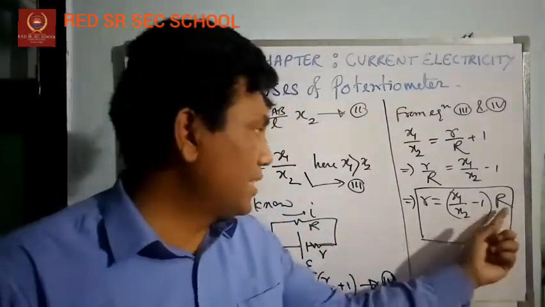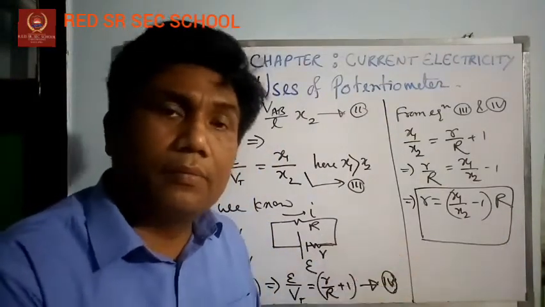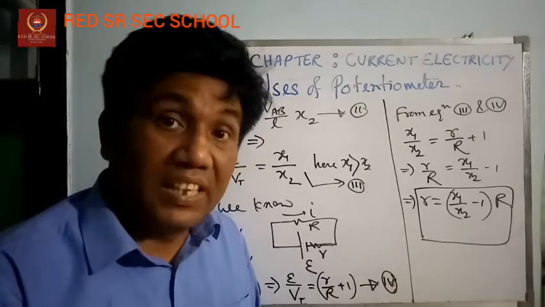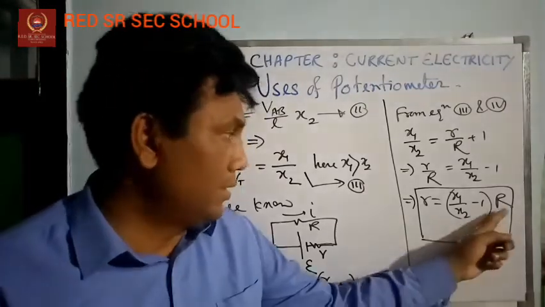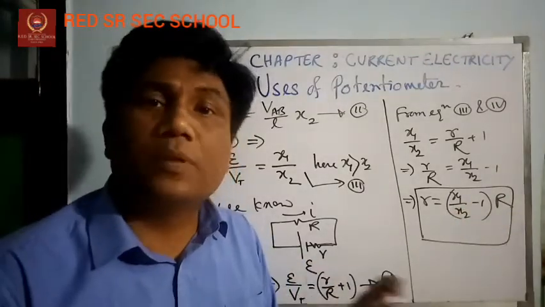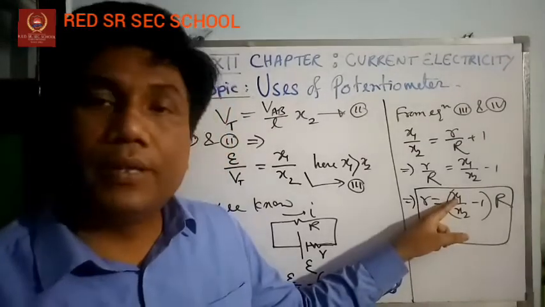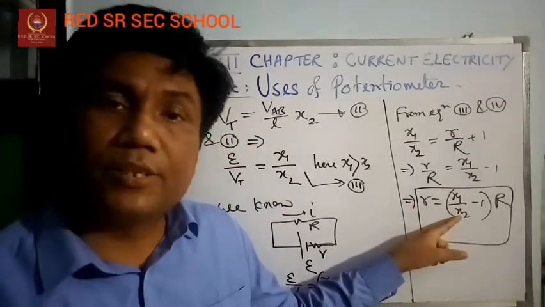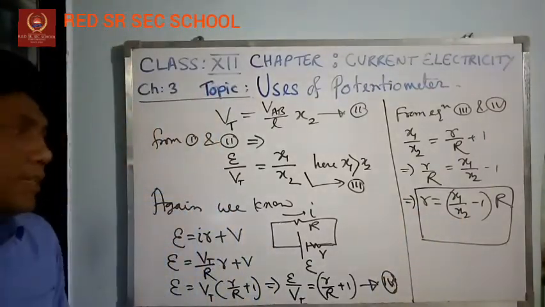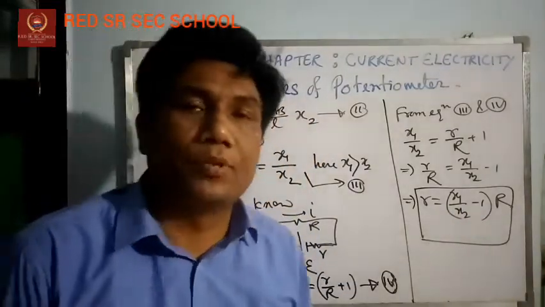What is the external resistance R? It is what you have applied parallel to that cell whose EMF is E. x1 and x2 are found by experimentation. One time I have balanced for EMF, the second time I have balanced it for terminal voltage. So small r is the internal resistance. We can apply this for mathematical problem solving.